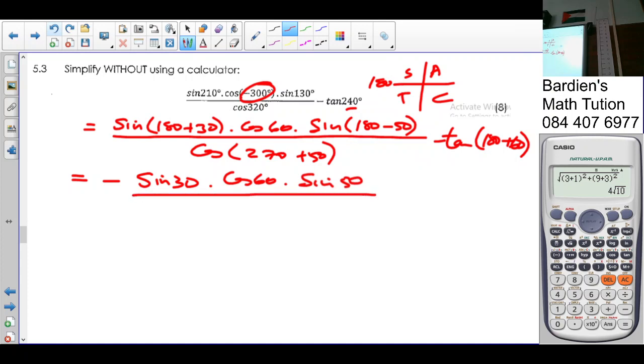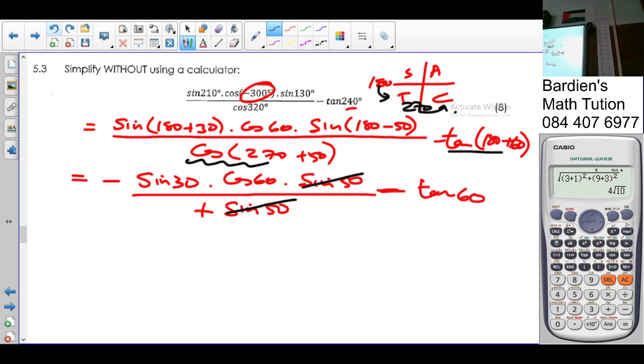270 plus, which quadrant is that in? Fourth quadrant. Cos is positive or negative? Positive, but it changes to sine. Remember, for 90 and 270 it changes. It changes to sine of 50. Minus 180 plus, which quadrant is that in? That's in quadrant 3. Sine positive or negative? Positive. But that positive times this negative remains negative. So what happens is the sine 50 cancels sine 50.